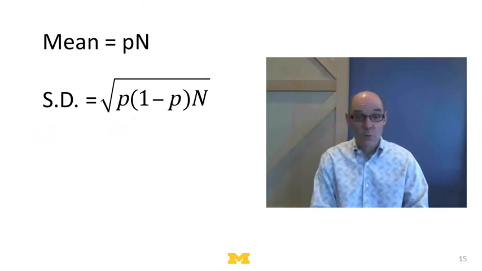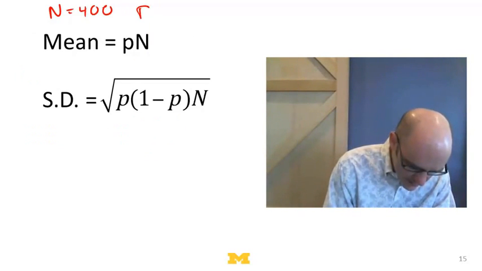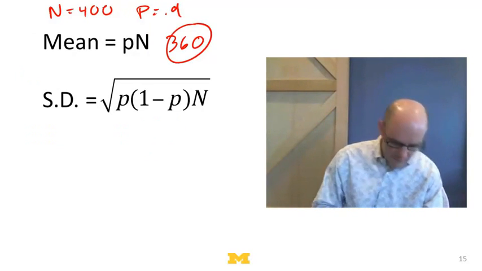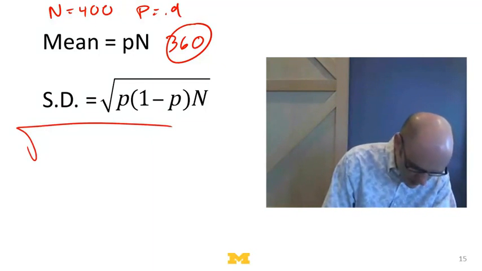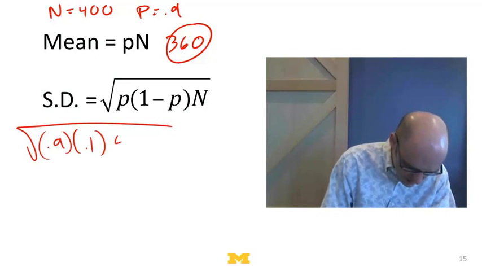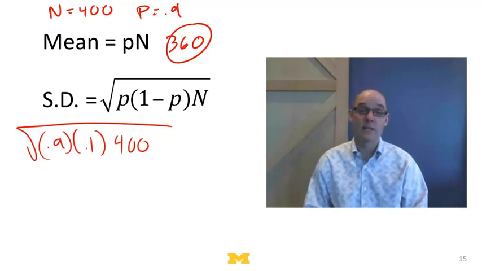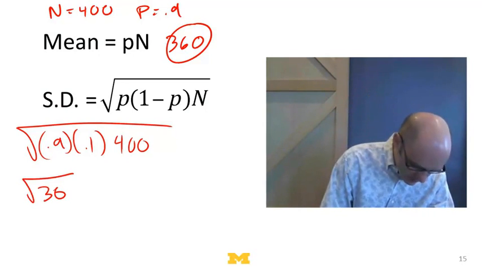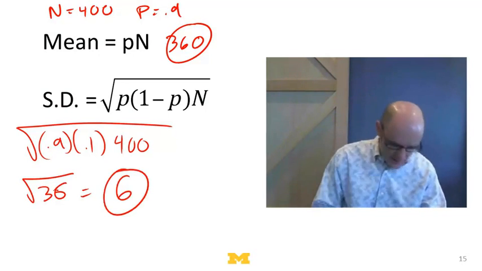Okay, well, look, we've got a formula, right? Remember, n was 400 and p was 0.9. So p times n is 360. That's our mean. Now, the standard deviation we can solve for pretty easily. That's just the square root of p, which is 0.9, times 1 minus p, which is 0.1, times n, which is 400. So if we multiply that out, that's 0.9 times 0.1 times 400. 0.1 times 400 is 40, times 0.9 is 36. So that's just the square root of 36, which is 6. So 6 is our standard deviation.